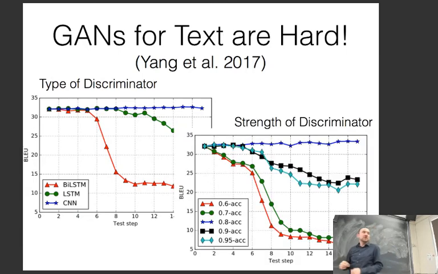They also did a thing where they trained the discriminator so that it would get a certain level of accuracy. Based on that level of accuracy, they found one where they trained the discriminator until it had about 0.8 accuracy, was perfect, and all the other ones failed. So if you're going to apply GANs to text, you should definitely do this.